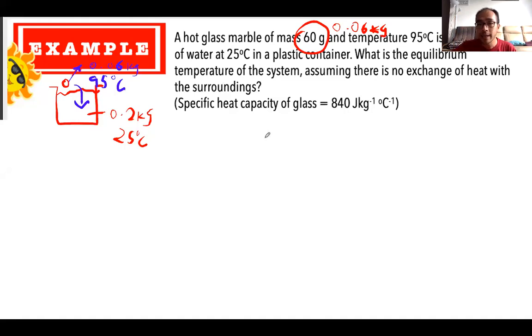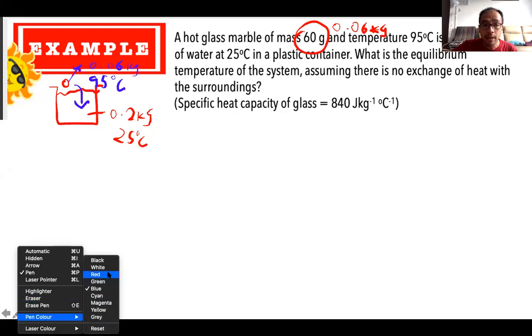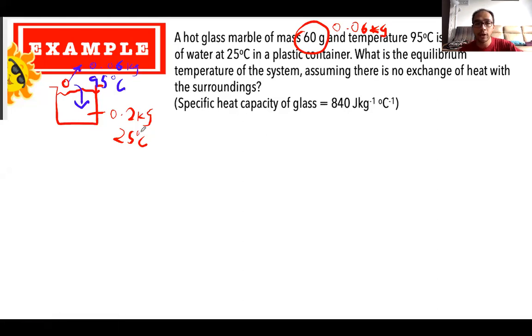Okay, so let's take it one by one. I'm going to start with the water first. The energy involved in the water is 0.2 times the specific heat capacity of water. Now, this is why I said, it's not given here, but we have to know how much the specific heat capacity of water is, people. I still haven't received any answers to that. So let's get this over and done with. How much is the specific heat capacity of water? If you don't know, take a look at page 128 in your textbook.